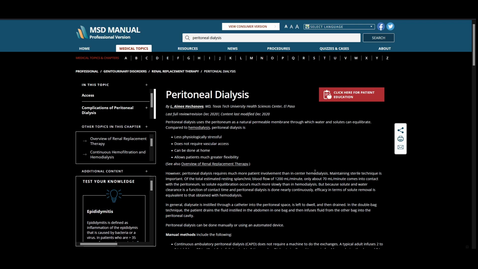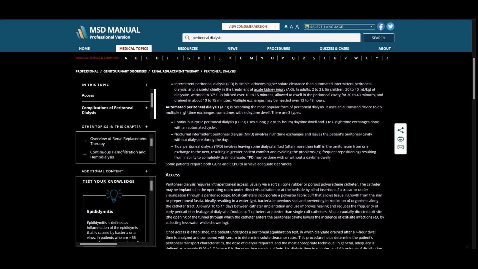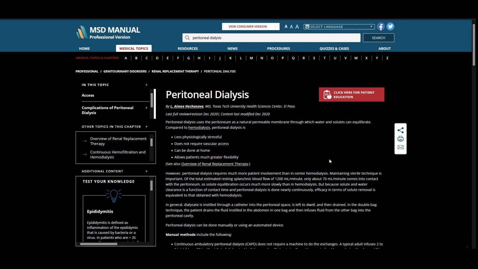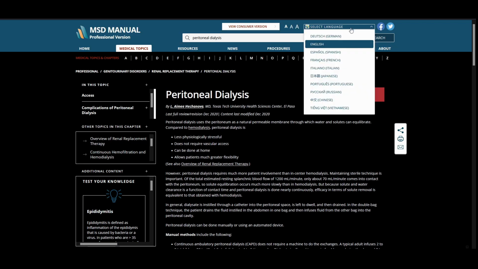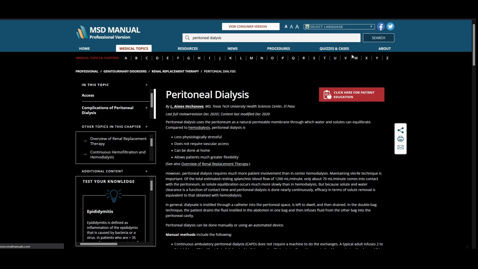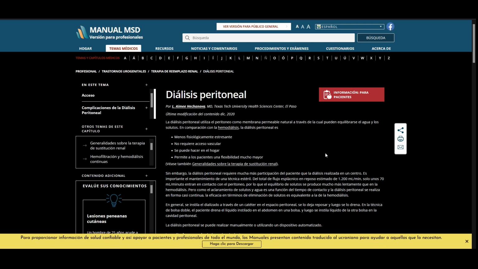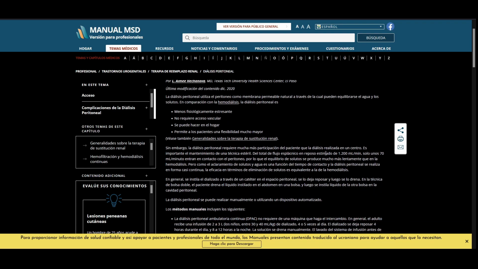Here we have an article on peritoneal dialysis. And this is not a Wikipedia article. You can see we have this healthcare provider listed. They reviewed this article, so this is reviewed by healthcare professionals, which is really nice. And the cool thing is, the first sentence is, "Peritoneal dialysis uses the peritoneum as a natural permeable membrane." Select language. Go to Spanish. "La diálisis peritoneal utiliza el peritoneo como membrana permeable." That's super cool, right? You have this whole article.